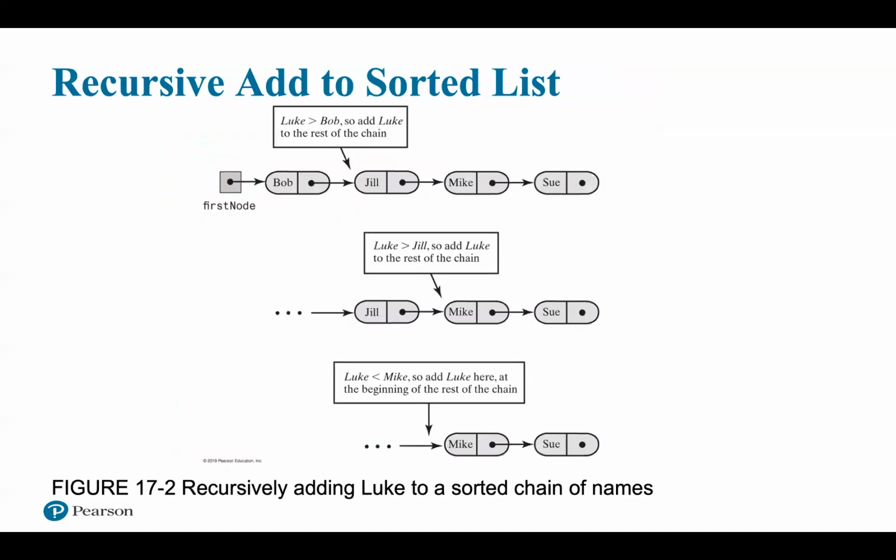Figure 17.2 illustrates the logic needed to recursively add the name Luke to a sorted chain of names. Since Luke is greater than Bob, you recursively consider the subchain that begins at Jill. Luke is also greater than Jill, so you now consider the subchain beginning at Mike. Finally, Luke is less than Mike, so you make the actual addition at the beginning of the subchain that is before Mike. Adding to the beginning of the chain or subchain is the base case of this recursion. Happily, the beginning of the chain is the easiest place to make an addition.